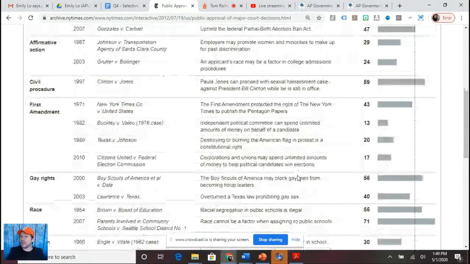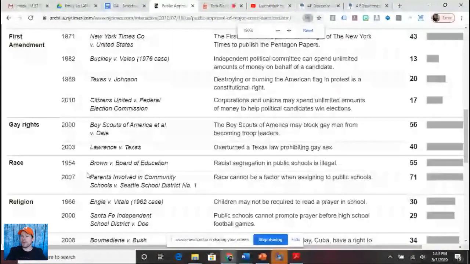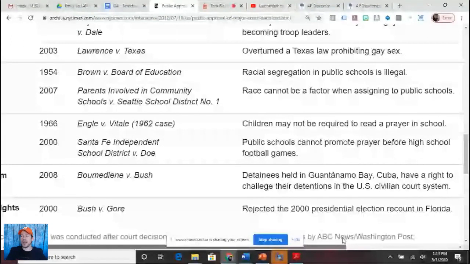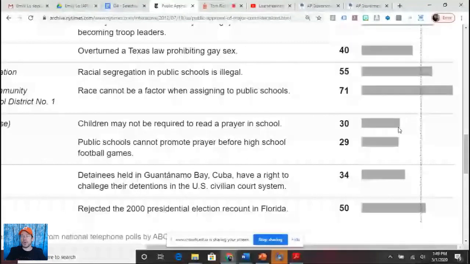But if you look here, in a lot of these cases, the majority is not with the court. So when you think about, for example, school prayer, you see a few decisions here: Engel versus Vitale, and then in 2000, Santa Fe Independent School District versus Doe, where the Supreme Court said that public schools cannot sponsor a prayer before a high school football game. You can see that when it comes to the Supreme Court stance on public prayer, this is not democratic.